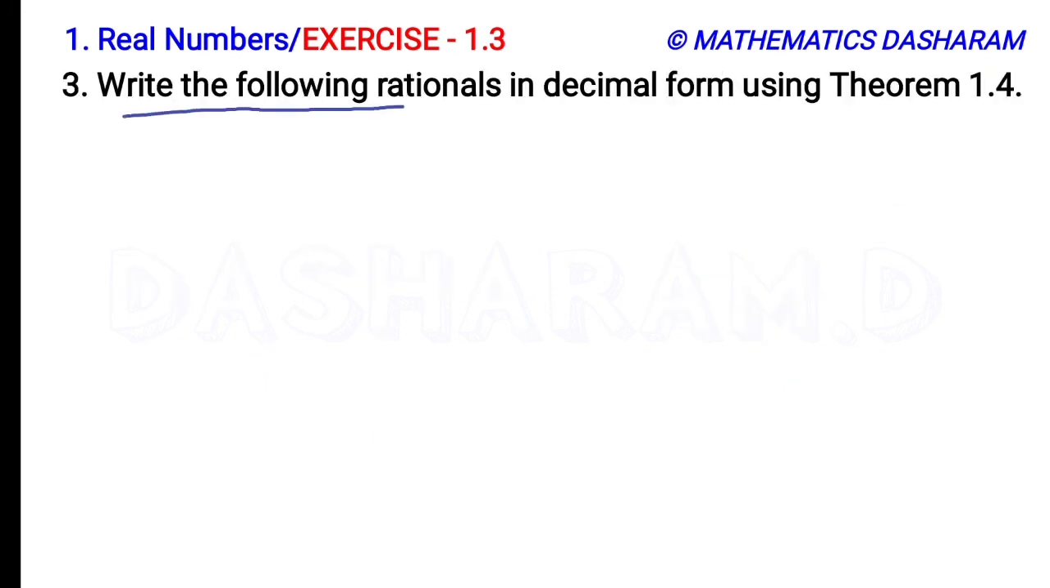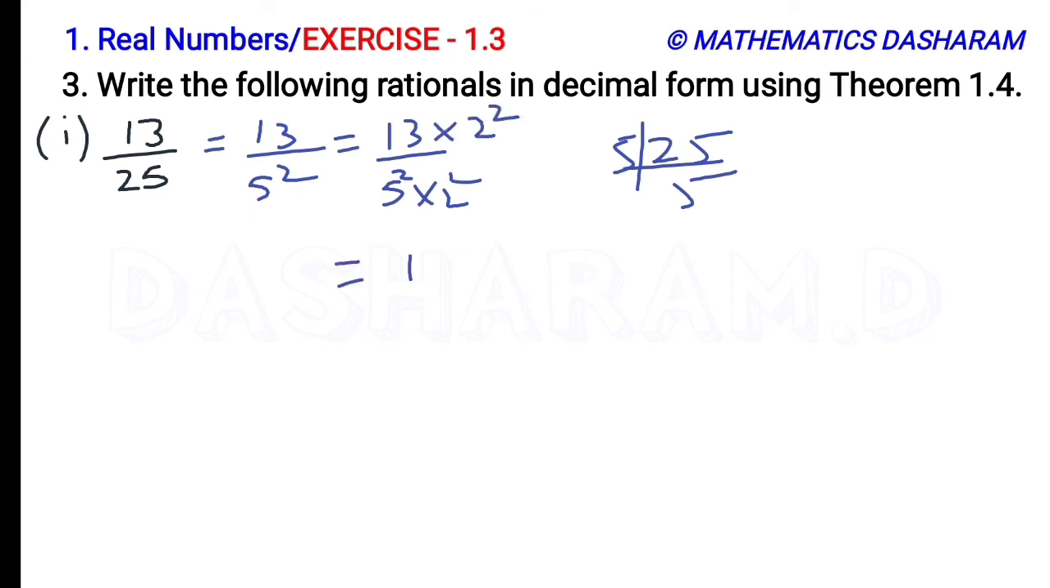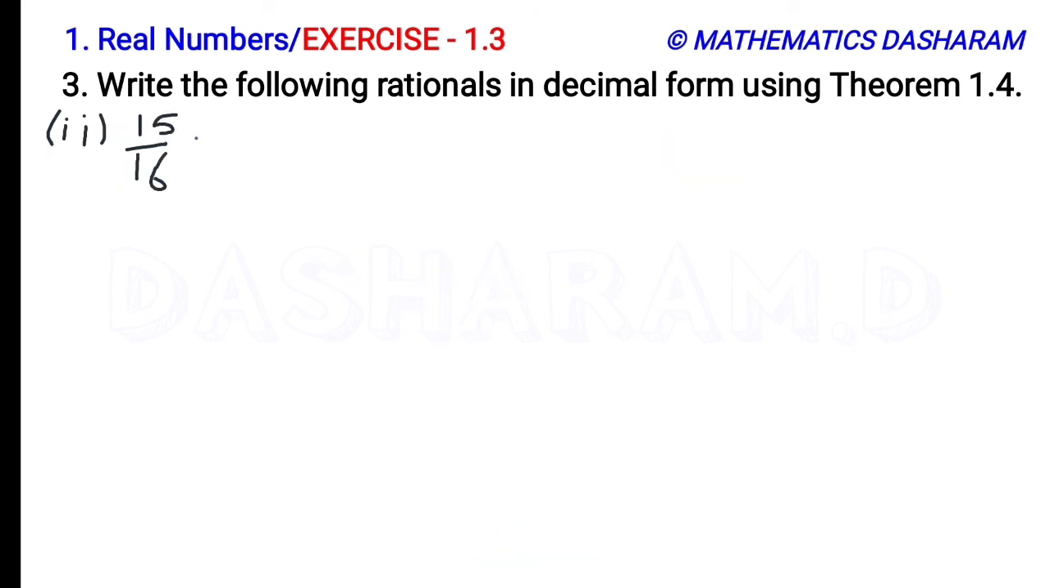Third question, write the following rationals in decimal form using theorem number 1.4. First question, 13 by 25. So 25 factorization is 5 5s. So 13 divided by 5 square. Now to get the decimal form easily, a 2 square beside the 5 square is required. So the numerator is also multiplied with 2 square. 13 into 2 square is 4, 5 square into 2 square is 100. 13 fours are 52. So 52 divided by 100 equals 0.52 is the answer.